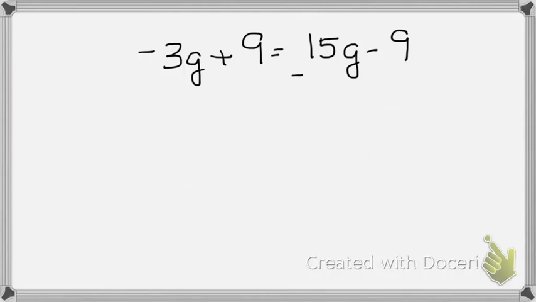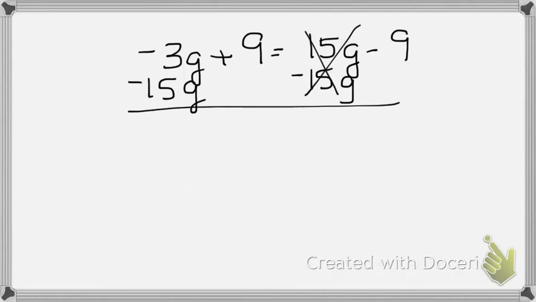So I'm going to make the 15g move over by doing negative 15g to both sides. So that makes all of my letters move over to the left-hand side. So negative 3g and negative 15g combine like terms to become negative 18g. A lot of recopying now. Recopy the plus 9. And on your right-hand side, make sure your minus 9 is now called negative 9.